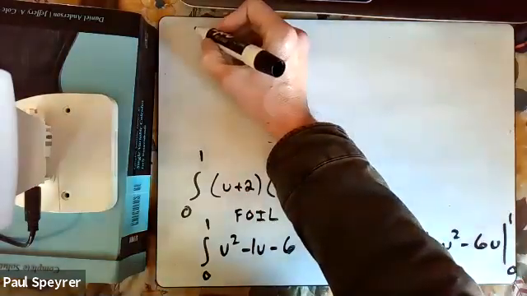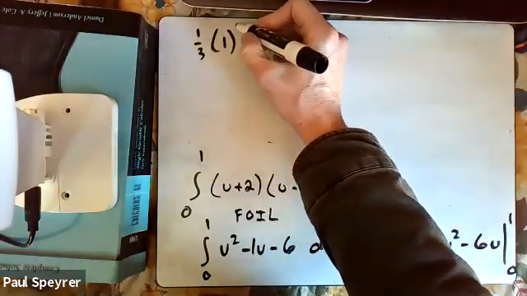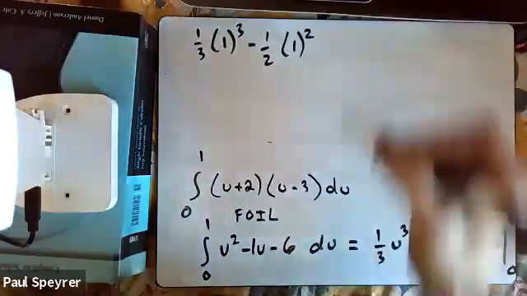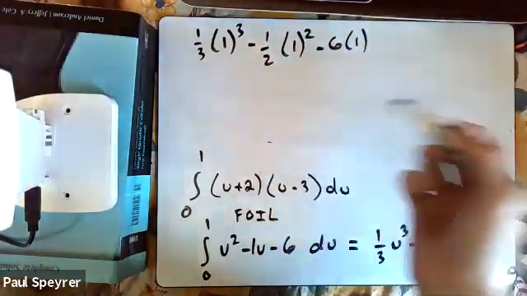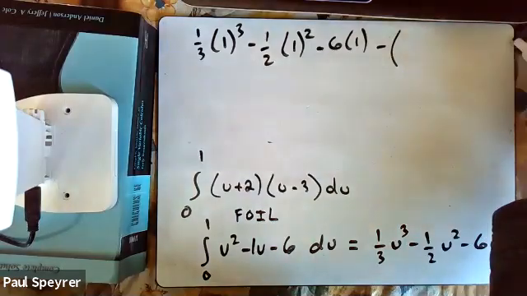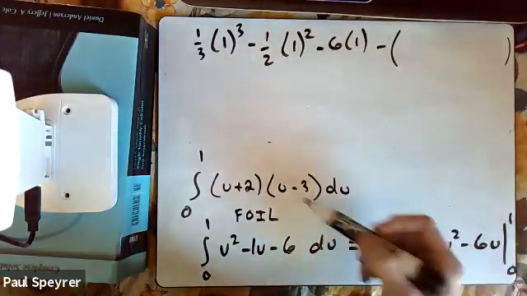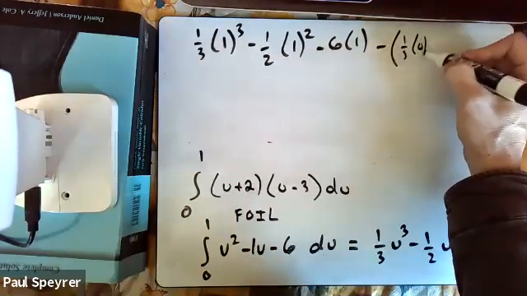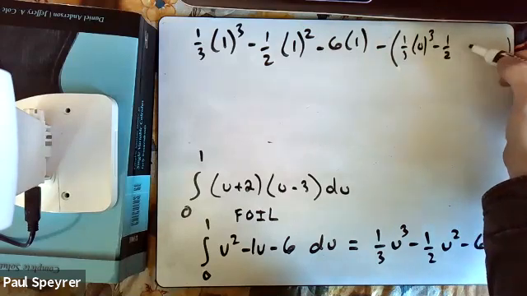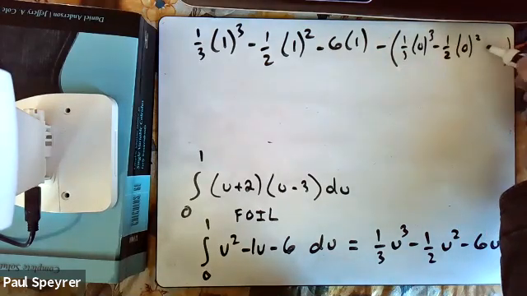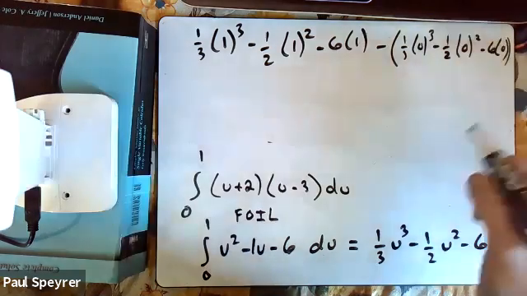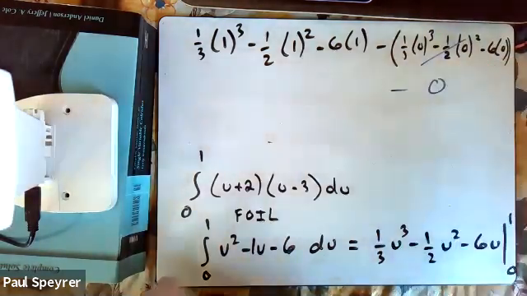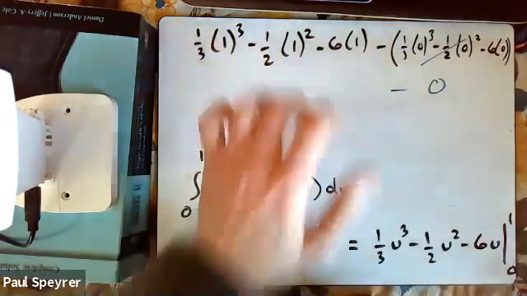So we're going to have 1/3 times 1 cubed minus 1/2 times 1 squared minus 6 times 1. Remember, that's the upper limit, and then minus the entire bottom limit, right? Or the entire expression evaluated with the bottom limit. So that's 1/3 times 0 cubed minus 1/2 times 0 squared minus 6 times 0. Well, what's nice about the bottom limit is it all disappears, right? Because that's 0. So that was easy right there. It's just this that we have to work out.